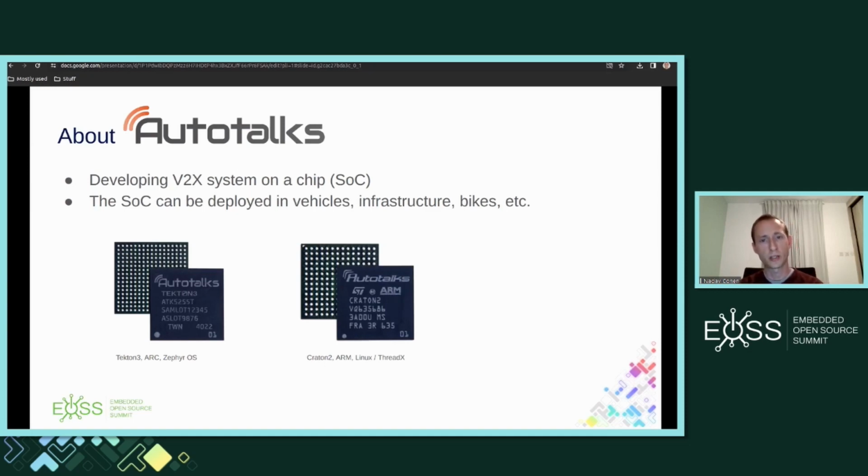Our Gen 2 product was developed in cooperation with ST Microelectronics. It is ARM-based and runs Linux or ThreadX, depending on the selected architecture. It is already deployed in some regional projects, such as the European Sea Roads project, where it is deployed inside roadside units along the road.